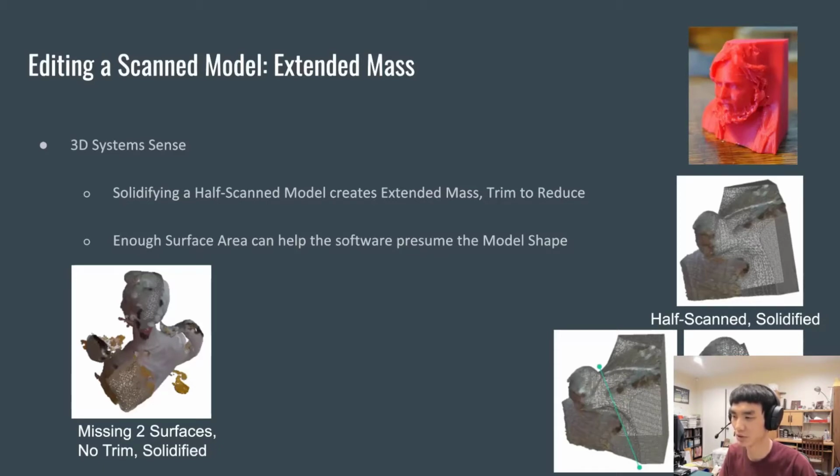A bunch of triangles to get the surface just right, and at the bottom left you'll see missing two surfaces, no trim, solidified. To show you how solidification completes the object either way, no trim, so extensions also get solidified too. But when printing, it's best to keep the object that you want and not the mishaps around it.